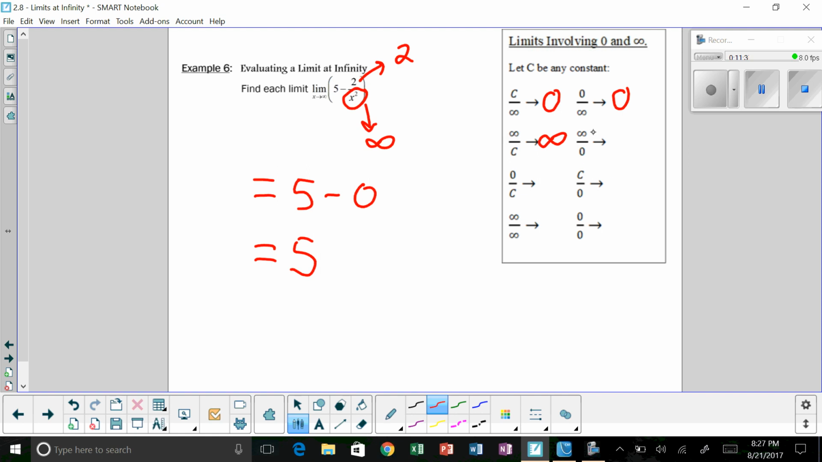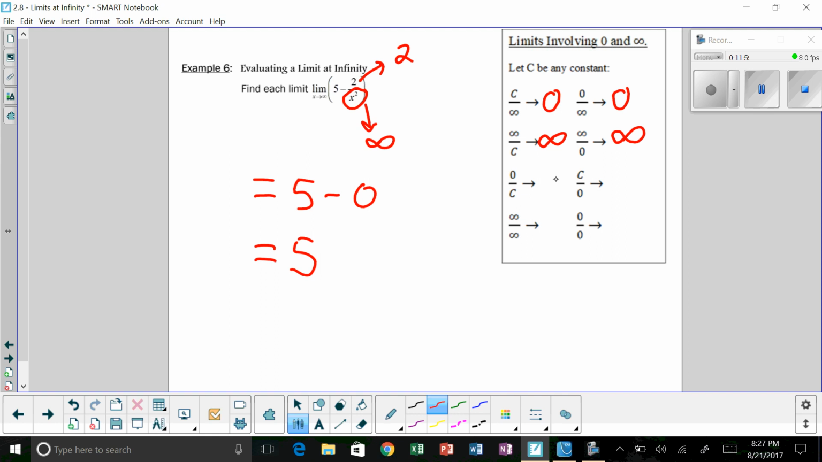But what about infinity divided by 0? The numerator's getting bigger and bigger, the denominator's getting smaller and smaller. Well, just like in the constant case, it just happens a lot faster. If we're dividing by smaller and smaller numbers, that means the quotient must be getting bigger and bigger and bigger as well. Okay, let's take a look at these.